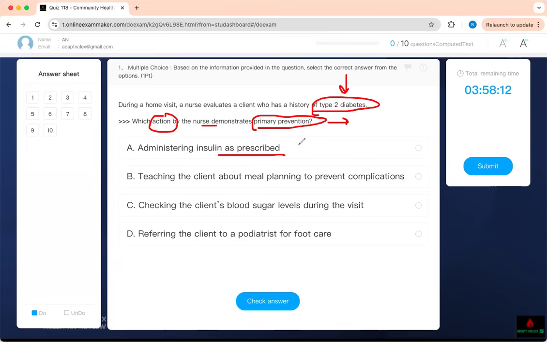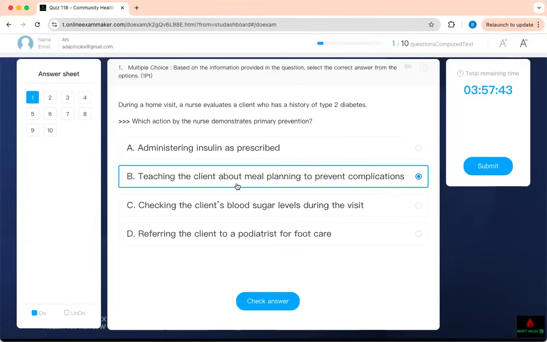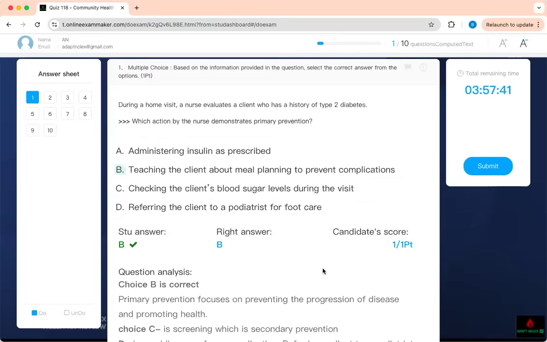Administering medication is you treating the patient, so that's tertiary, right? Teaching a client about meal planning to prevent complications, you're teaching them things to prevent worsening of their diabetes. This sounds primary. Checking their blood glucose level, you're doing secondary, that is screening. And referring the client to podiatry for foot care is tertiary treatment. So the best thing is education, planning, and all those things. It's teaching as primary prevention.